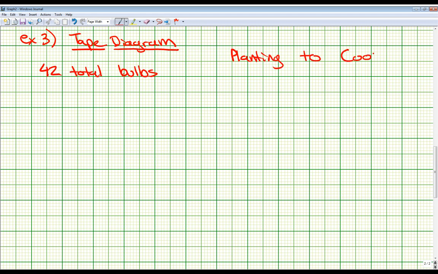cooking bulbs. And it says for every 3 planting bulbs, there are 4 cooking bulbs. So we're going to write that as a ratio, 3:4. So our ratio is 3 planting to 4 cooking. And we have a total of 42 bulbs. And then the last piece of information they give us that's important, they say that 1 bulb equals 8 cloves of garlic. And that's going to be useful at the end of this question.